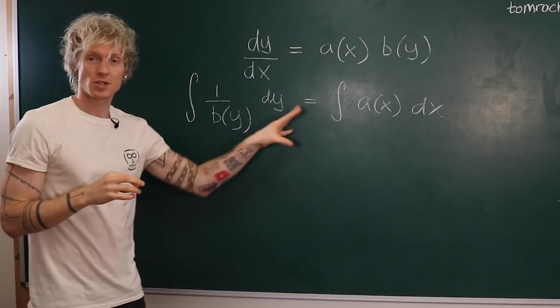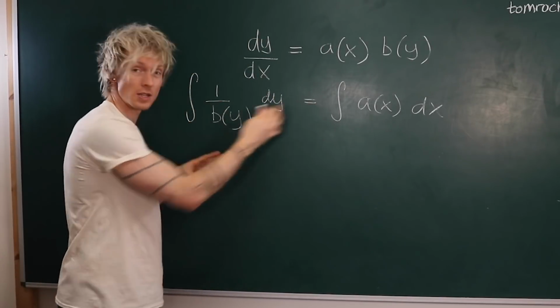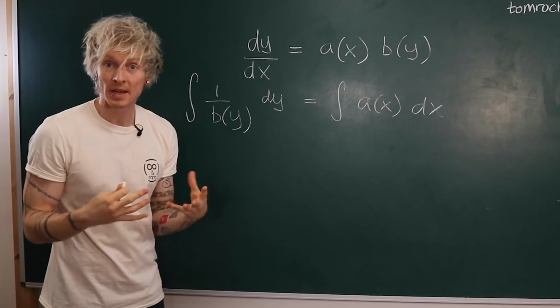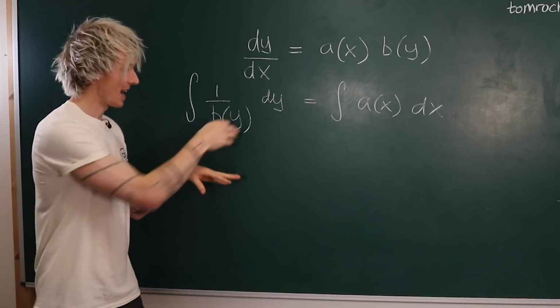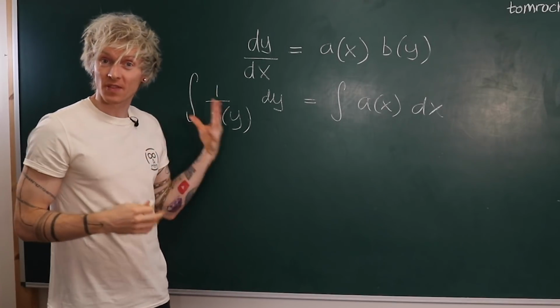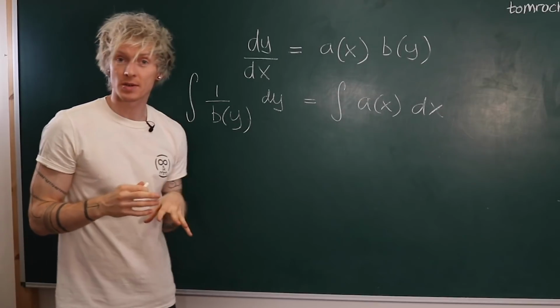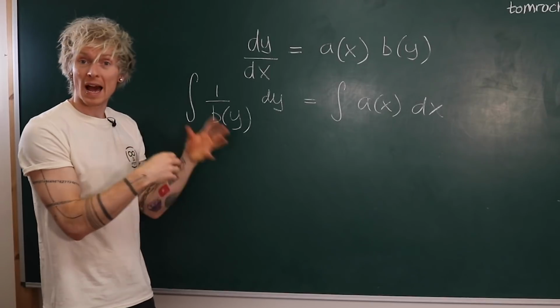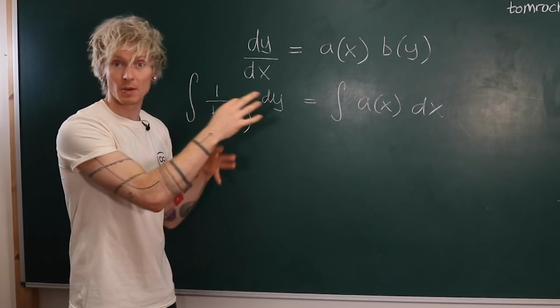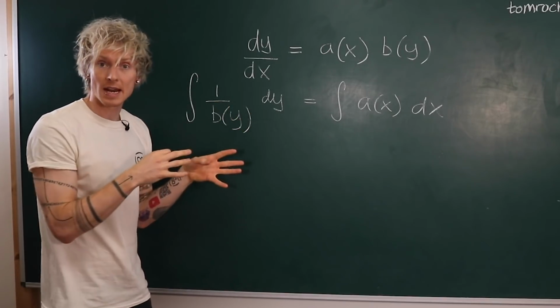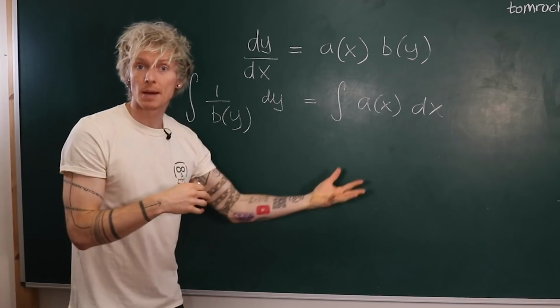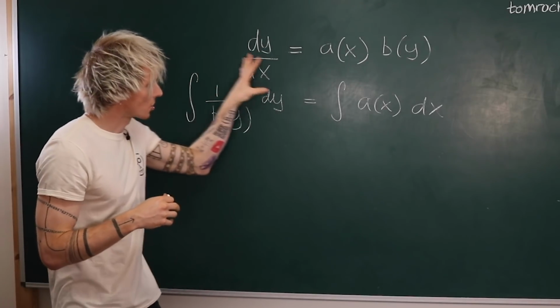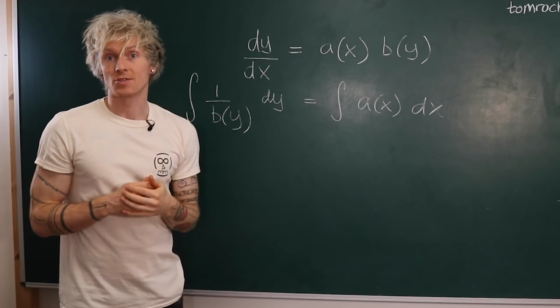So this equation now contains two integrals, and the hope is that we know how to integrate 1 over this function of y, and we know how to integrate the function of x. If we can do this, we will have an implicit equation involving y and x, and then we can rearrange to get y equals something, which will be the solution to our differential equation.